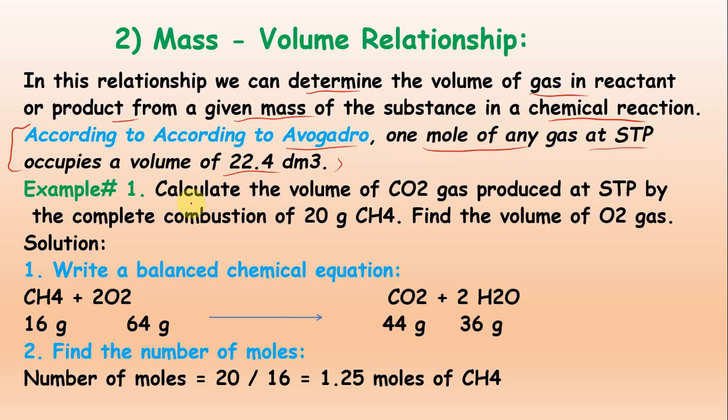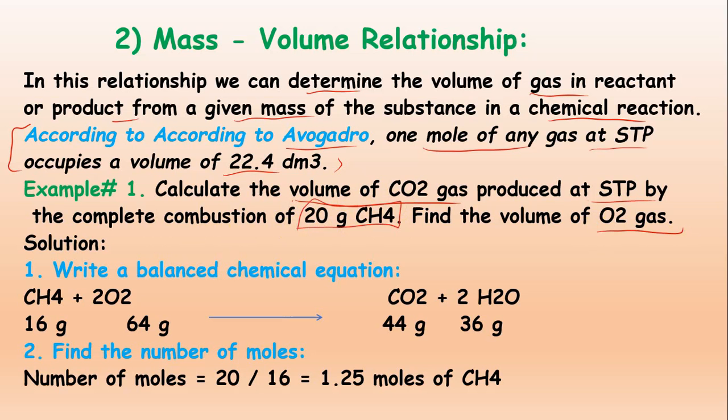So the question is: calculate the volume of CO2 gas produced at standard temperature by the complete combustion of 20 grams of methane. Here is the given mass. Find the volume of oxygen also in this reaction.